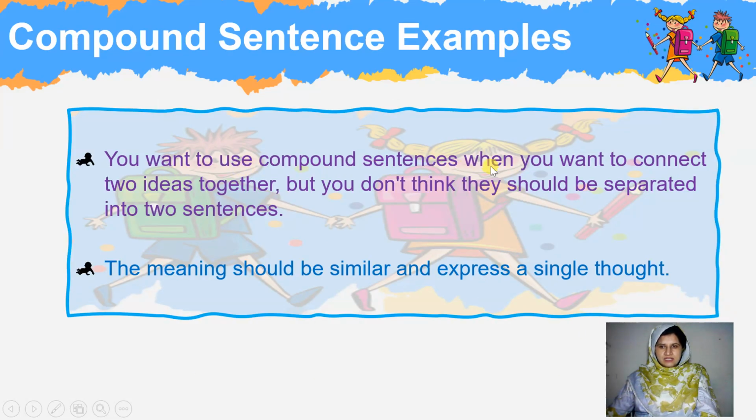You want to use compound sentences when you want to connect two ideas together, but you don't think they should be separated into two sentences. So actually what you are doing is combining two sentences together. You think that these two sentences separately are not serving the purpose, so it's better to combine them. The meaning should be similar and express a single thought. It means that both sentences should have a connection in terms of thought and idea, and convey the same type of thought.